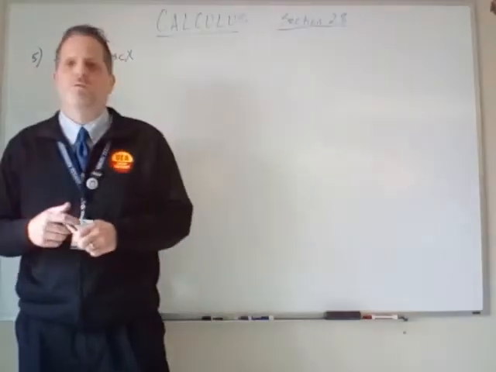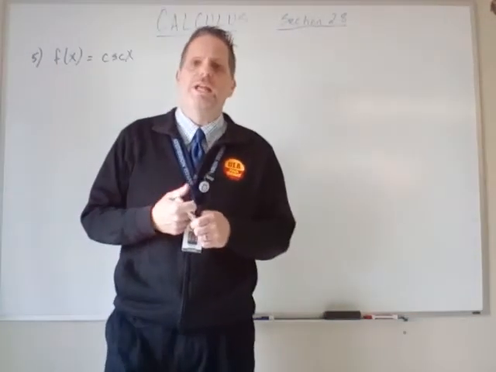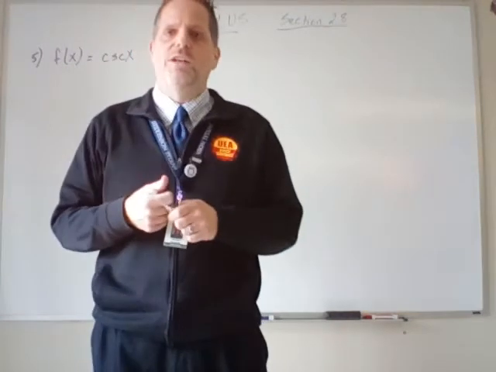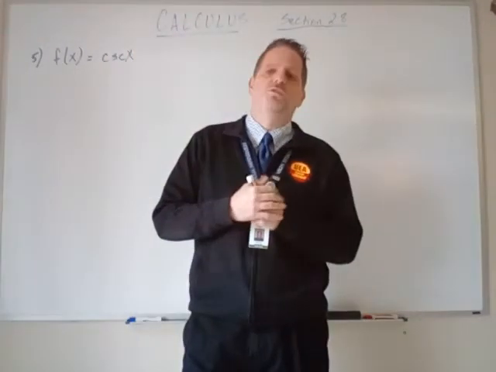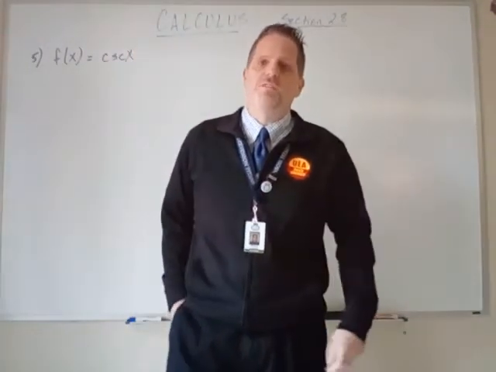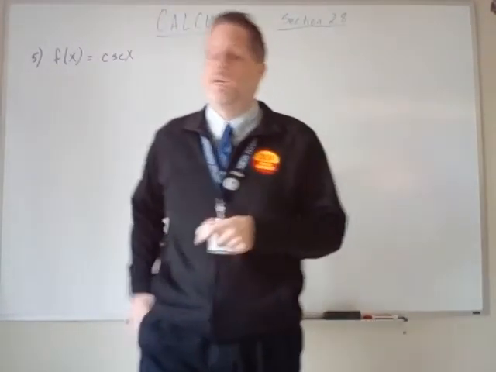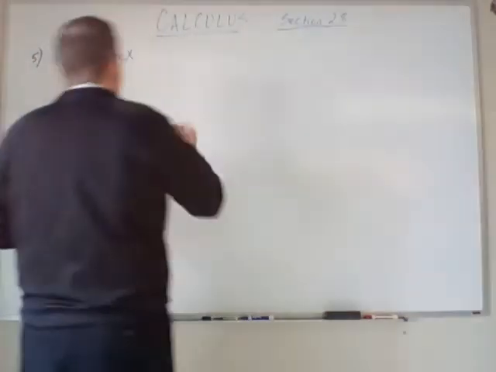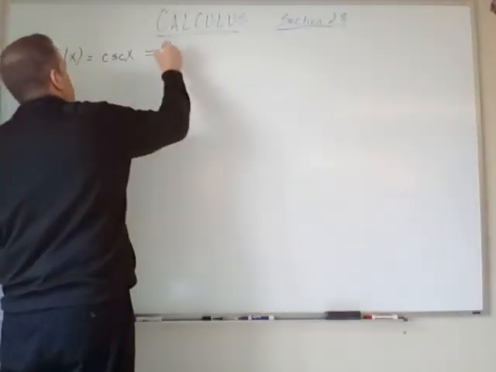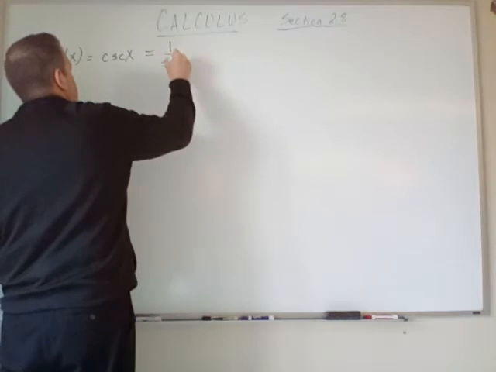All right, let's take a look at a problem from section 2.8. We're dealing with the discontinuity of f of x equals the cosecant of x. Now, f of x equals the cosecant of x is a reciprocal function. It can also be written as 1 over the sine of x.